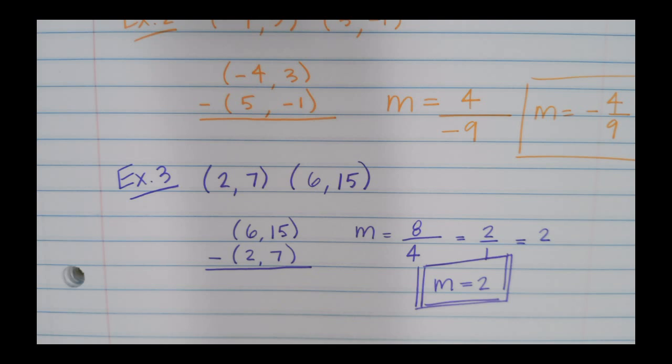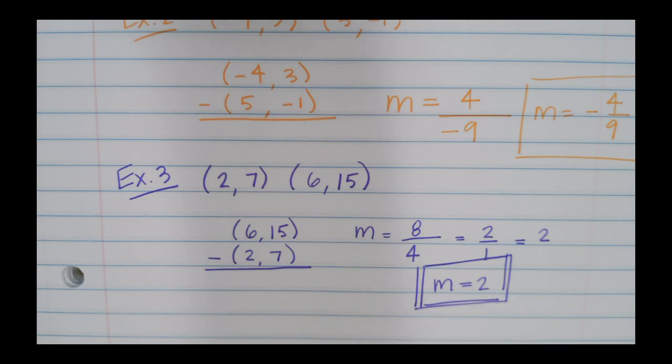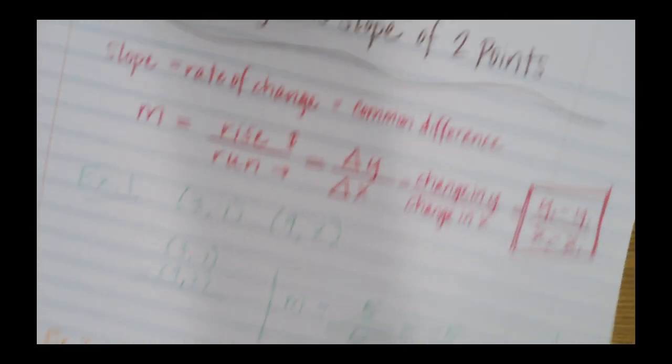Okay, so all you have to do is stack them and then subtract them. And remember, the answer to slope is always a fraction. It's not an ordered pair. It's telling you how to move. So it's not a location, it's a movement. So this is our rise over run, and then reduce it if possible.